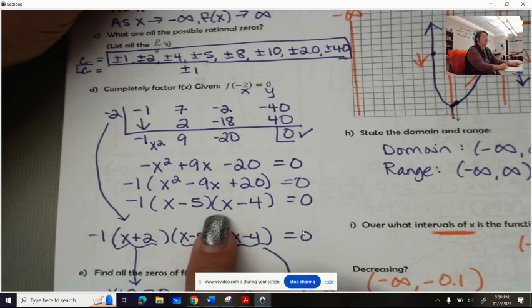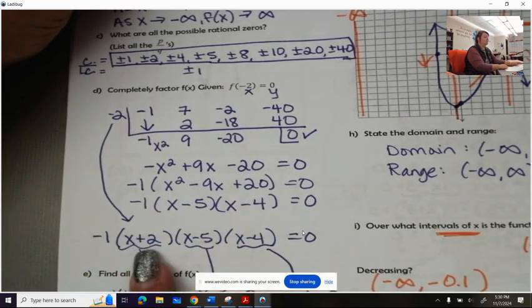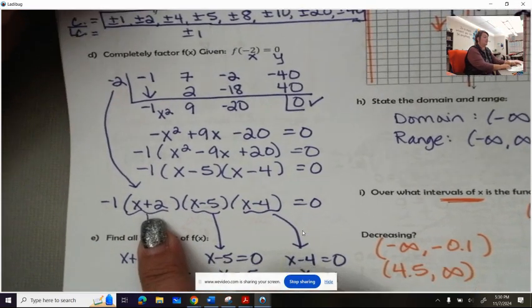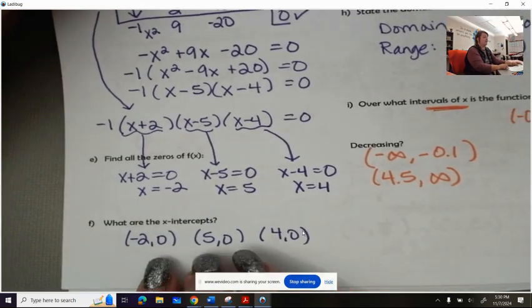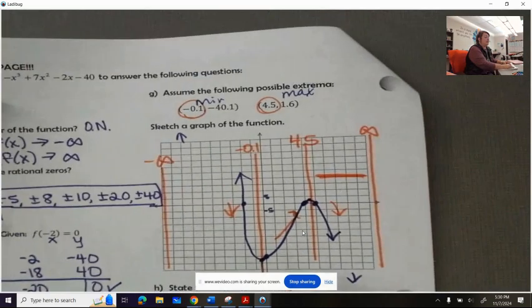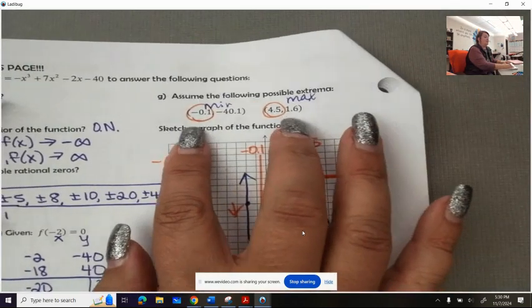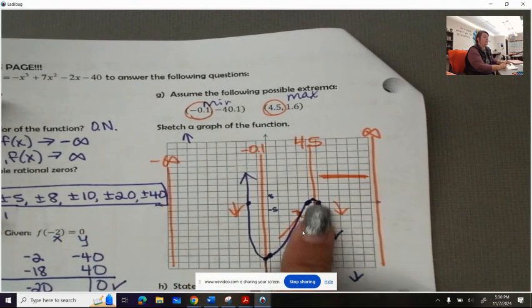And then when we write all of our factors, we need to be sure and include the factor that gives me the negative 2. Then find all the zeros by setting them equal to 0, and write the x-intercepts. It gives me the extrema of the max and min. So I went ahead and graphed those. There's my maximum and there's my minimum.